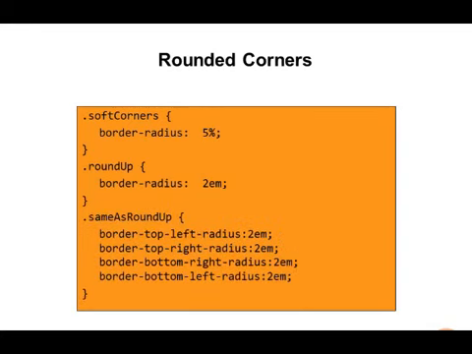Now if I wanted to be more explicit, then I can use the longer syntax and apply that value to each one of the corners individually. But if you're going to apply the same exact value, you might as well use the simple shortcut as we did in the round-up.